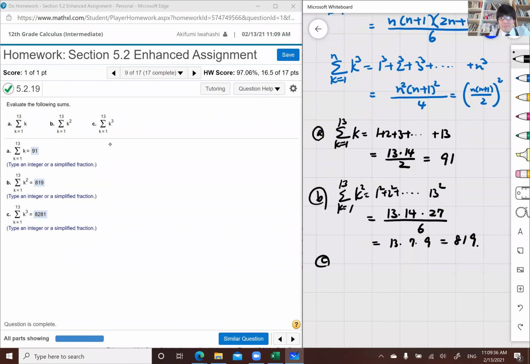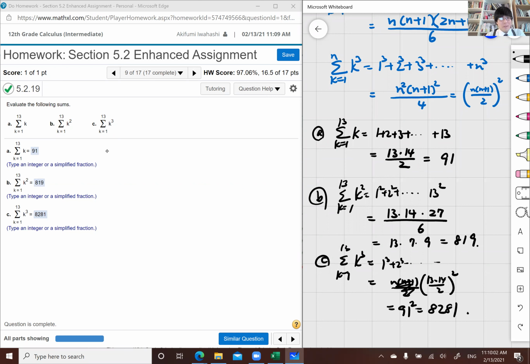Now the third one, the sum of the cubes, is the same thing as, let's use this one because we already found this, 13 times 14 divided by 2, squared. So that is equal to 91 squared, and that's going to be 8281. So it's just practicing applying those formulas.